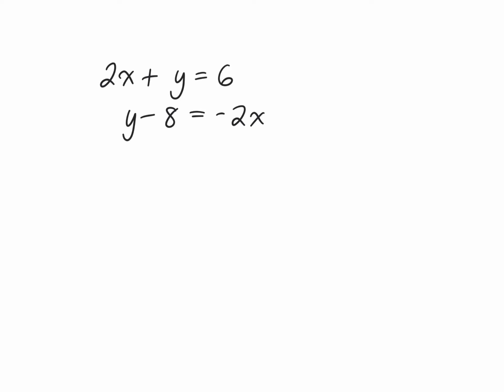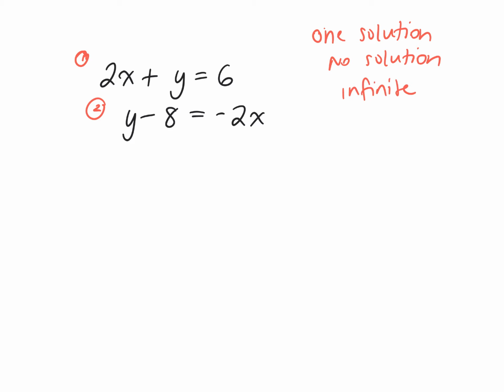So here's a system of linear equations. Here's equation 1 and here's equation 2. You're going to figure out if the system has one solution, no solutions, or an infinite number. How do you know if it has one solution or an infinite number? First, these are linear equations, so we're going to rearrange them into slope-intercept form.